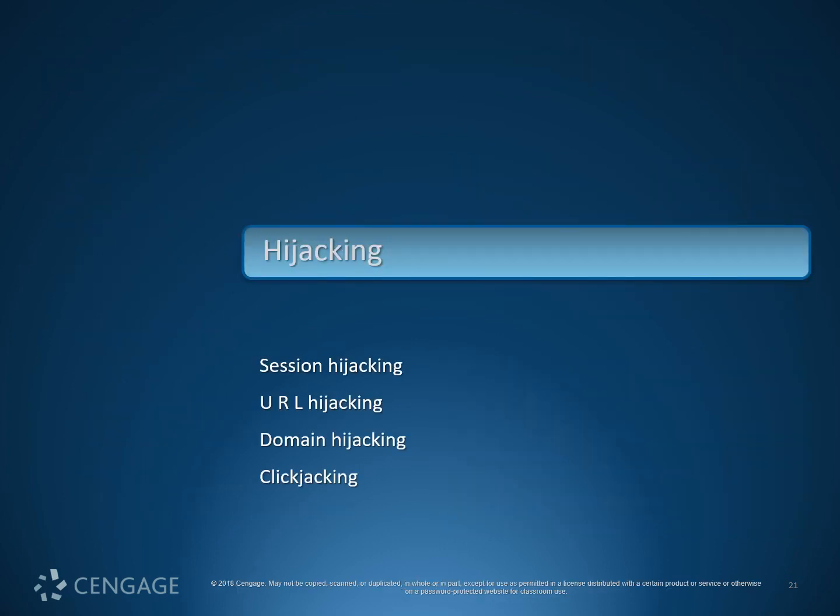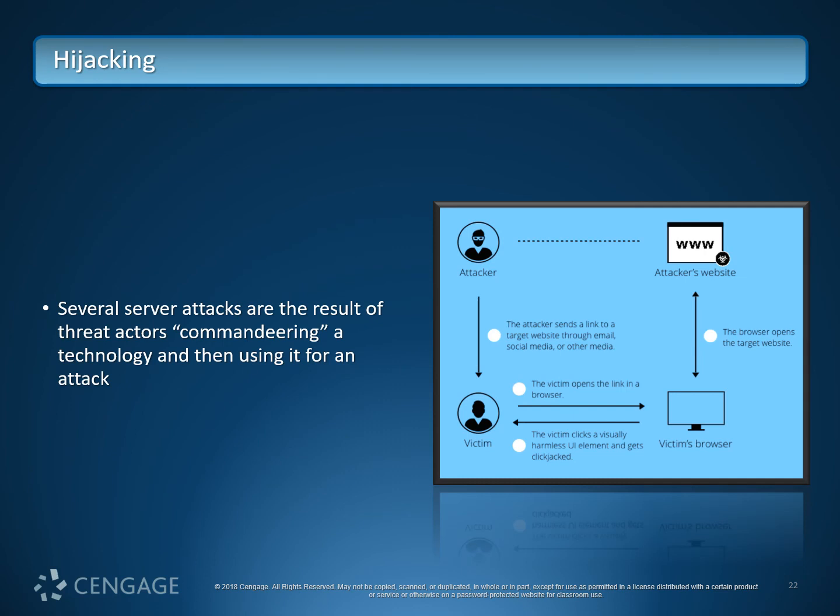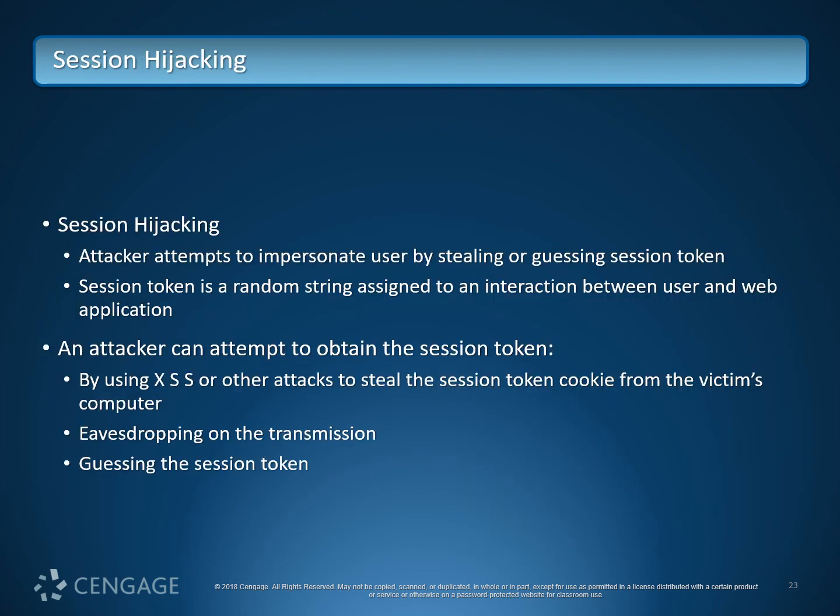Hijacking. Clickjacking we talked about a little bit ago. We also have session hijacking, URL hijacking, and domain hijacking. Hijacking is just where several different types of attacks follow the process of commandeering a piece of technology and then using it for an attack. You could have a hyperlink that's a single pixel wide, or you could have something that covers the entire screen of a page. Session hijacking is where an attacker attempts to impersonate a user by stealing or guessing the session token. Guessing is highly unlikely.